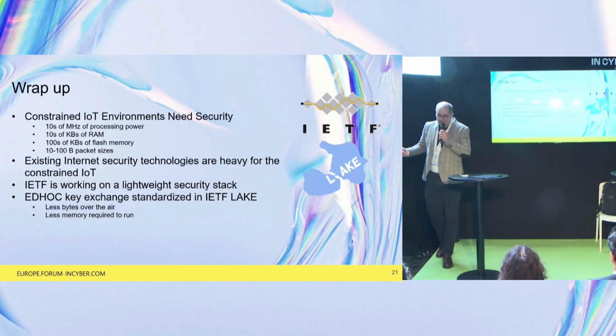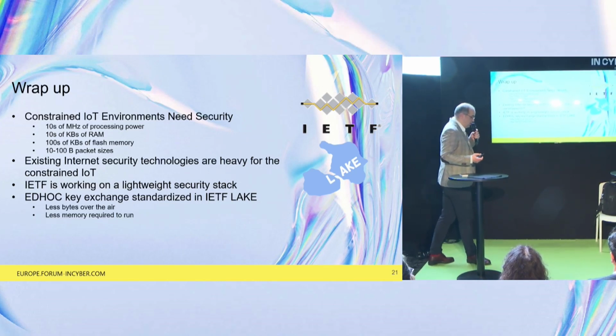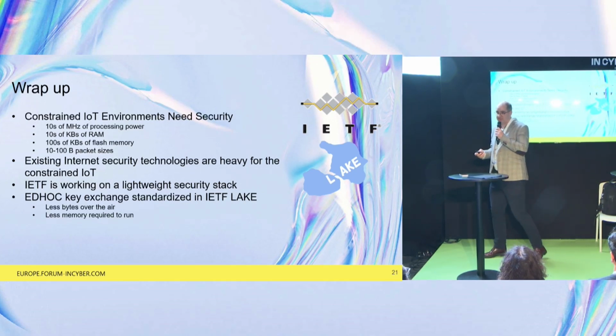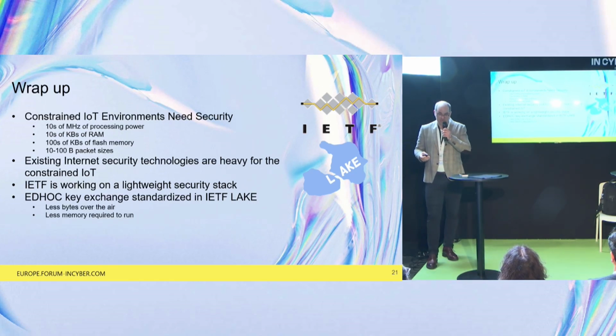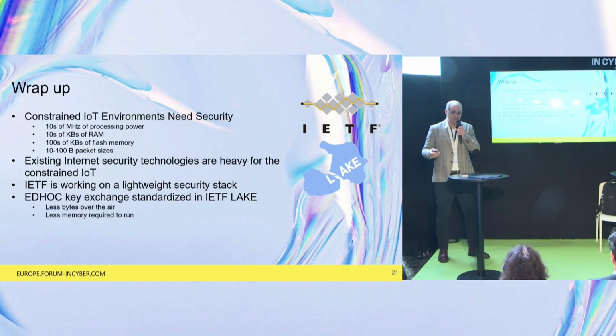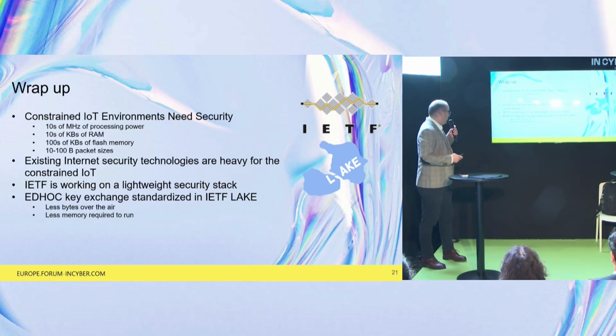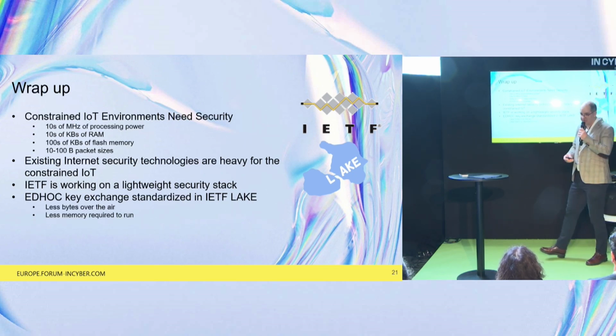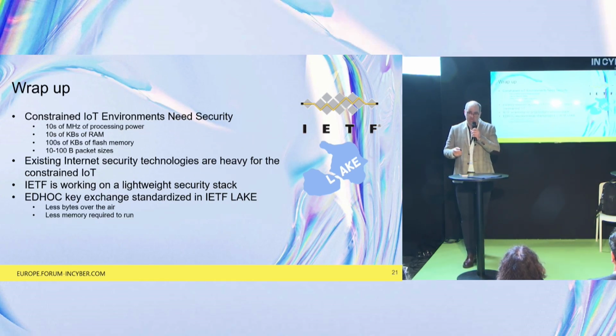If you will allow me, I would just like to wrap up briefly. As we saw, we are working with constrained IoT devices, and constrained IoT devices need security, and it's paramount to have them secure. We are talking about devices with tens of megahertz of processing power, tens of kilobytes of RAM, and hundreds of kilobytes of flash memory. So how do they authenticate to a non-constrained internet host, for example, and how do they start exchanging protected data? As we could see, existing internet security technologies can be considered quite heavy for IoT use cases. And we are working in the IETF on a lightweight security stack, including key exchange, but also other pieces to the puzzle that are there to secure the communication of our IoT devices.